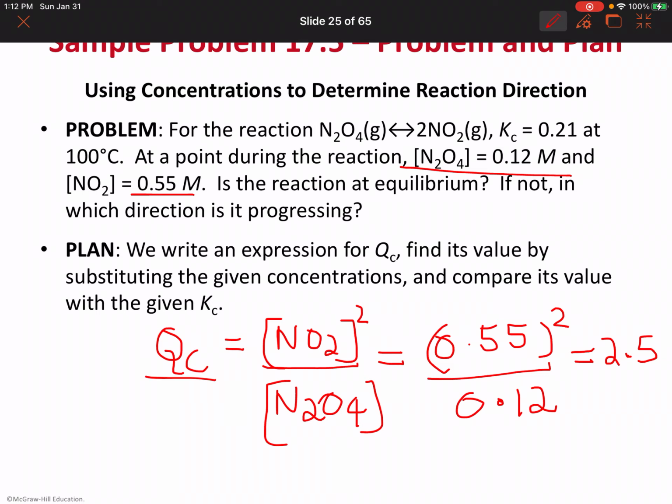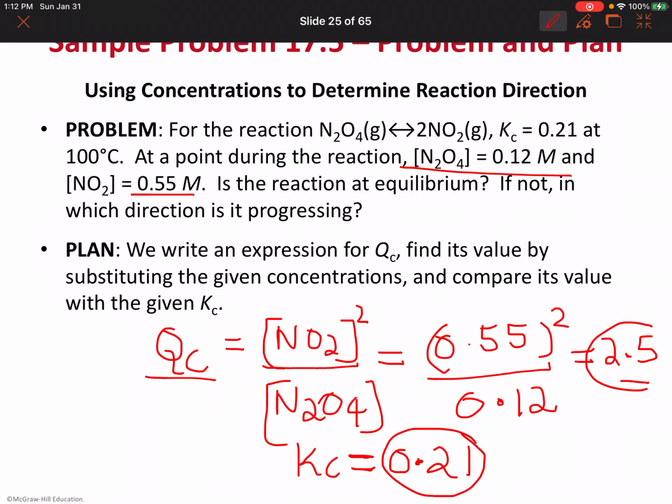So Qc is 2.5 and Kc equals 0.21. Which is more, 0.21 or 2.5? 2.5 is a bigger number. So Qc is greater than Kc. Which direction do you think the reaction should proceed to reach equilibrium? Since Qc is greater than Kc, the reverse reaction should take place, right? So this is your reactants and this is your products. We want to lower this value. How do you lower it?